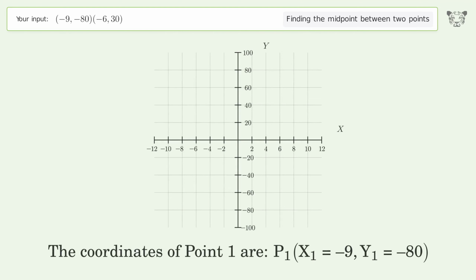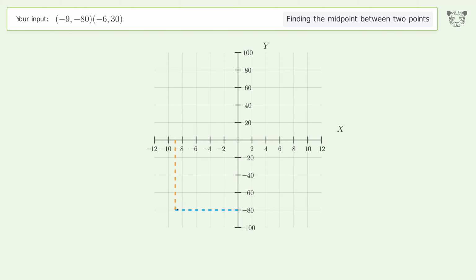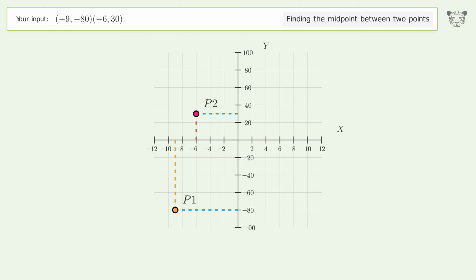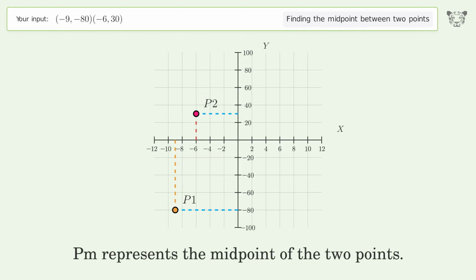The coordinates of point 1 are, x1 equals -9, y1 equals -80. The coordinates of point 2 are, x2 equals -6, y2 equals 30. PM represents the midpoint of the 2 points.